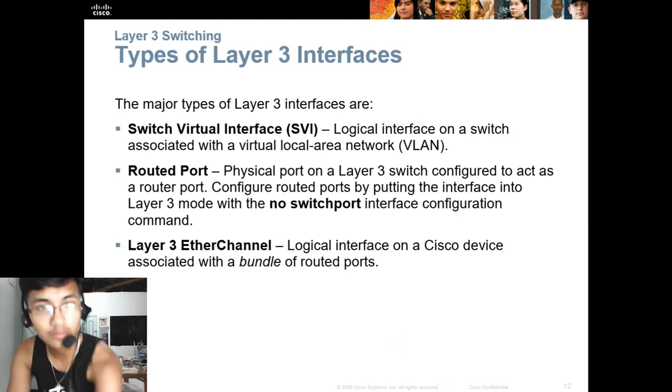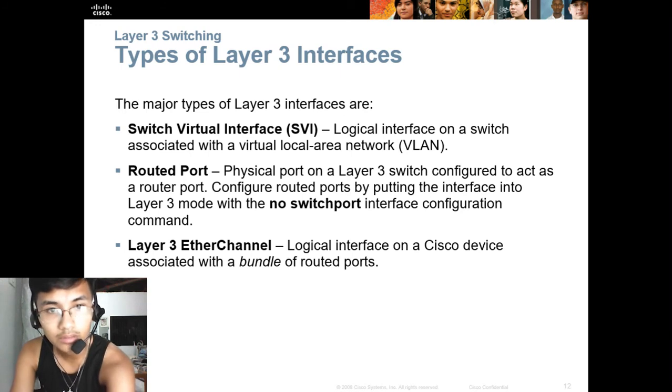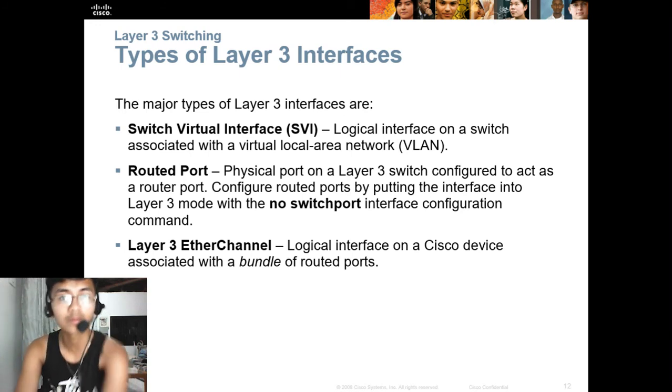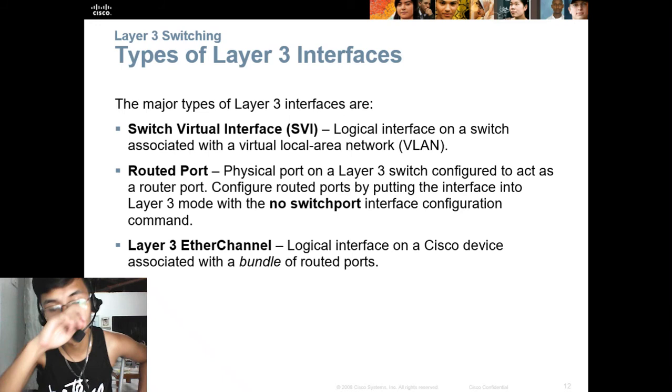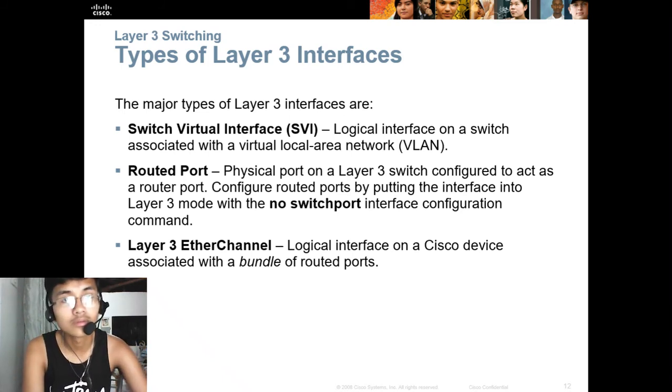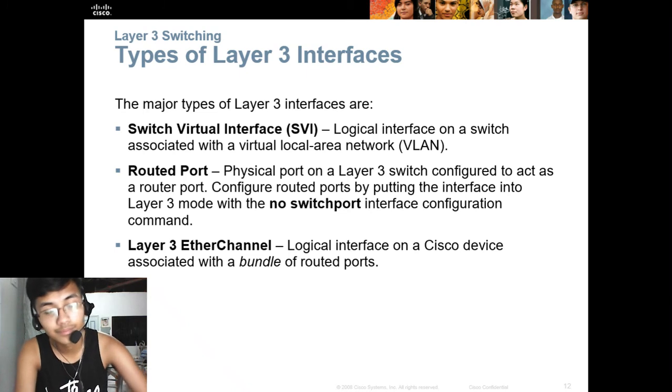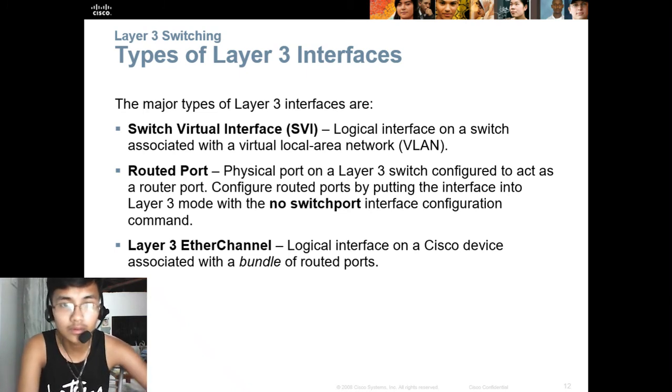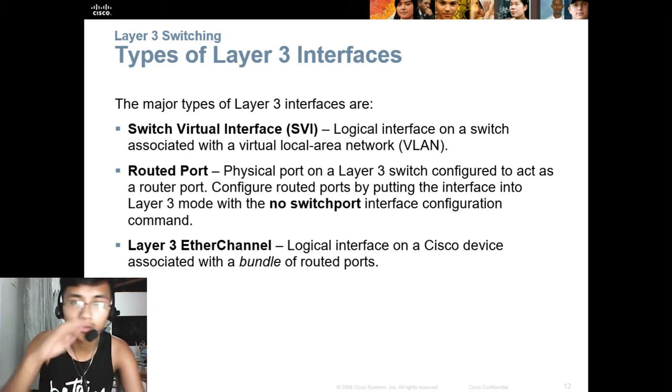Types of layer 3 interfaces: we have the switch virtual interface, or the logical interface of a switch associated with a virtual local area network. The switch virtual interface is the interface that we are configuring when the switch is involved. And for the routed port, it is a physical port on a layer 3 switch that we configure to act as a router port. Configure routed ports by putting the interface in layer 3 mode with the no switchport interface configuration command. Then there is the layer 3 EtherChannel, a logical interface on a Cisco device associated with a bundle of routed ports.